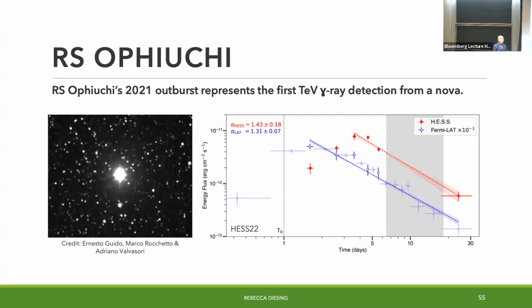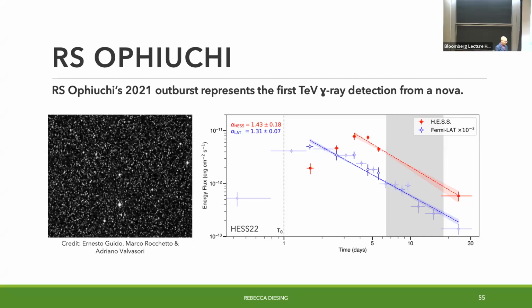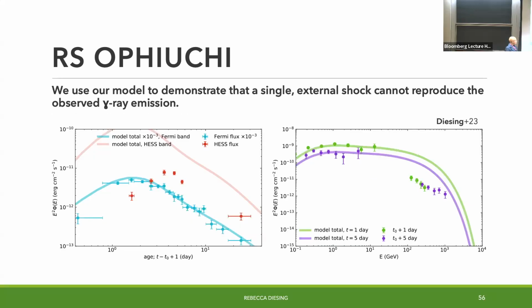But I sat down and tried to calculate what we'd expect the finite acceleration time to be, and it's less than a day. So it should all happen back over here somewhere. And so there's a problem with this picture. In fact, this is not the only problem. I went and tried to apply this semi-analytic framework that I've developed to RS Oph, and what I got is bad. What you're seeing here is the light curve on the left, and the spectrum on the right.